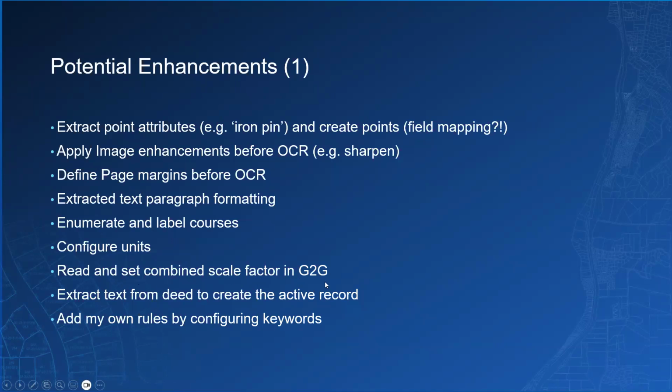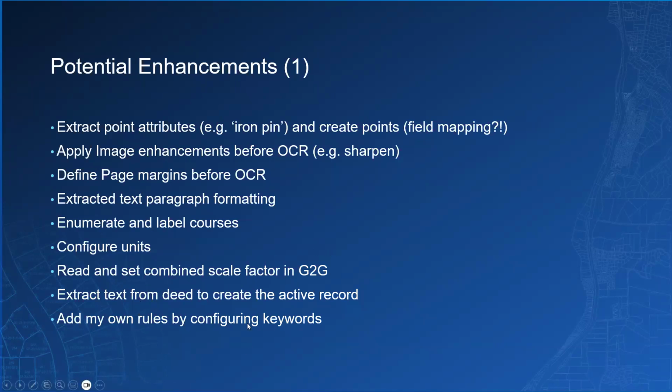We talked about that for the ground to grid correction. Extract text from deed to create an active record. So maybe I can create the active record in COGO Reader itself after it reads the information. It can maybe even try to guess where the name of the record and the recorder's number are, if you're using that. Or maybe you just highlight a piece of text and say create active record, and it will use that as the record name.